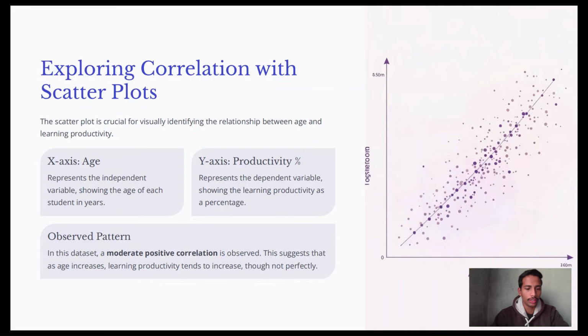Scatter plots, correlation scatter plots. Next, the scatter plot places age on the x-axis and productivity on the y-axis. You can see the points drift upward as you move to the right. This shows a moderate positive correlation, essentially in this specific sample. The older students tended to report slightly higher productivity levels.